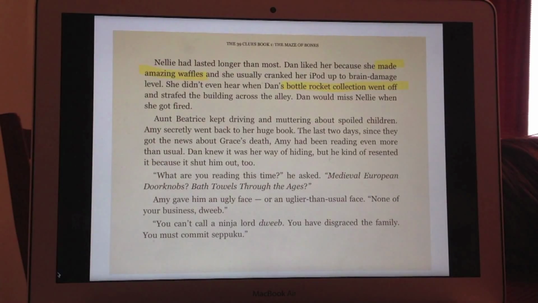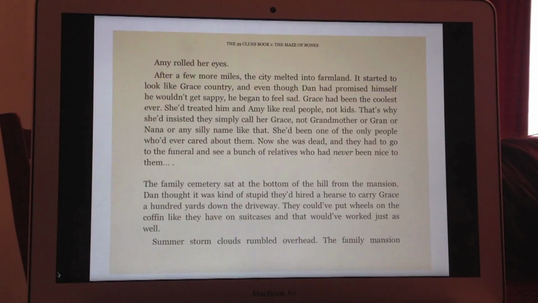As I read on, I notice that his sister calls him a name, and he comments that you can't call a ninja lord that. So this further supports my thinking that he's pretty much into being a ninja. It sounds like ninjas are kind of a hobby for him. A little more about Dan as they're driving along.